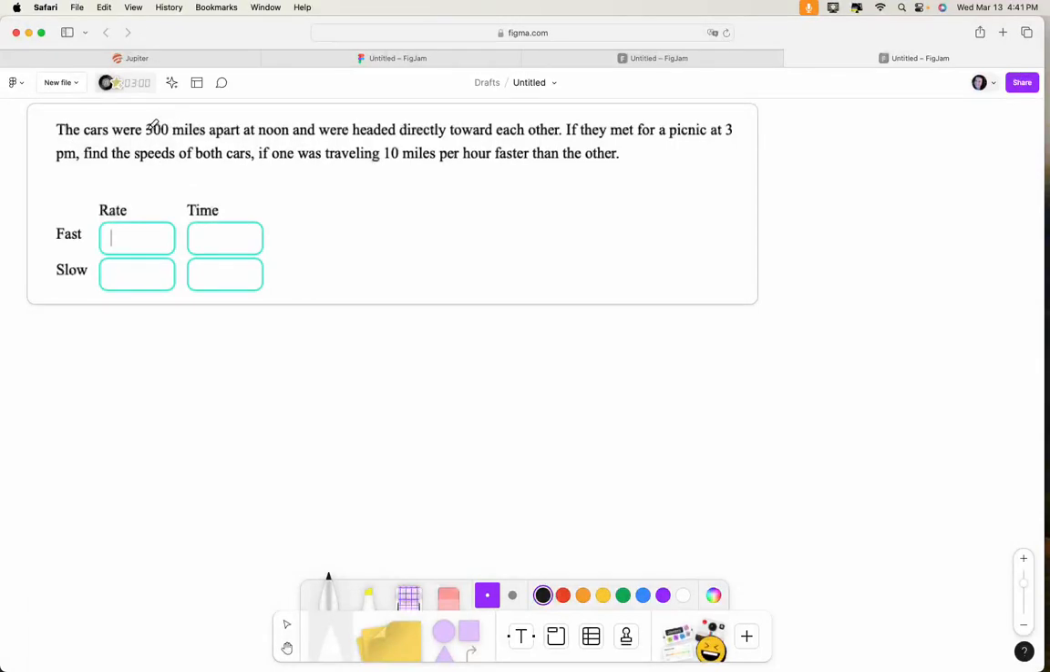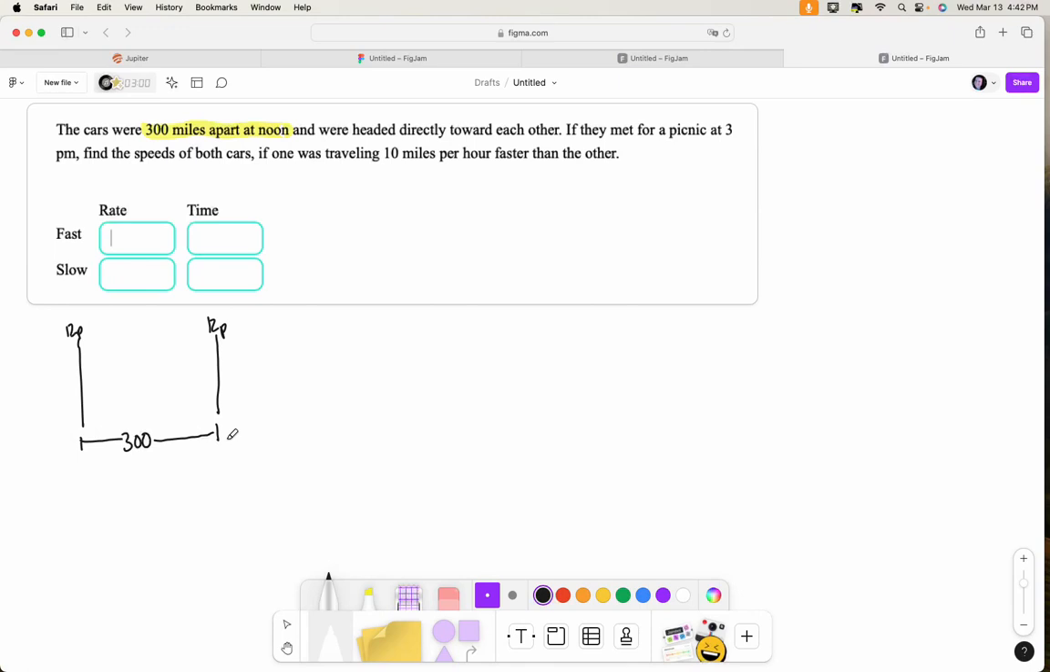So the cars were 300 miles apart, again, with the pen and not the highlighter. I do that all the time. So the cars were 300 miles apart at noon. All right, so there's our picture. We've got a car on this side and a car on this side, and they are 300 miles apart. That's their distance. And at noon, that's 12 p.m. At noon, that is where they were. They were 300 miles apart.